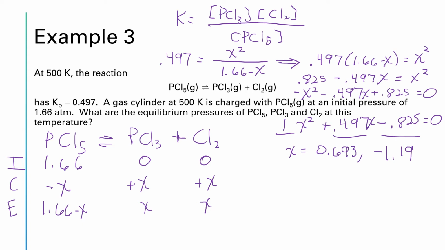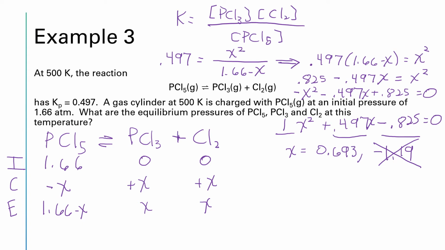If you look at our ICE chart, x appears on the equilibrium line as the pressure of PCl3 and Cl2, and pressure can't be a negative number, so this root is not a physical possibility. So the correct answer will be that x equals 0.693. But that's not exactly what we were asked to find.